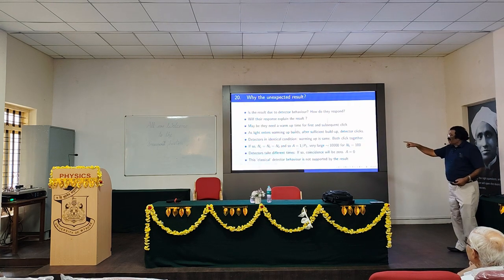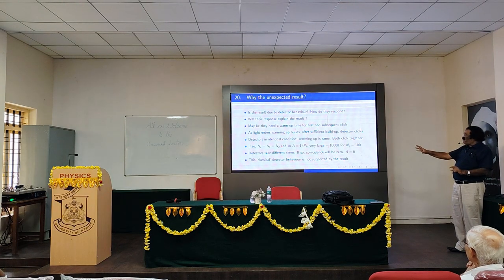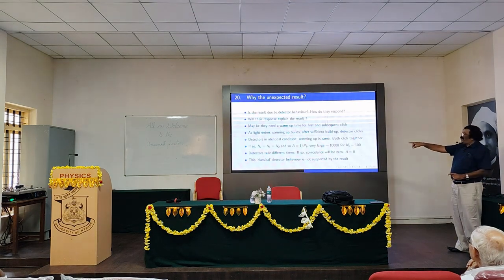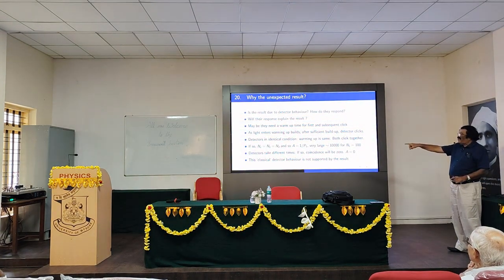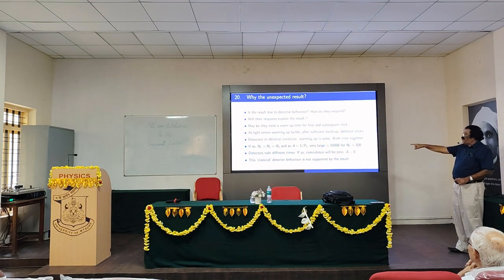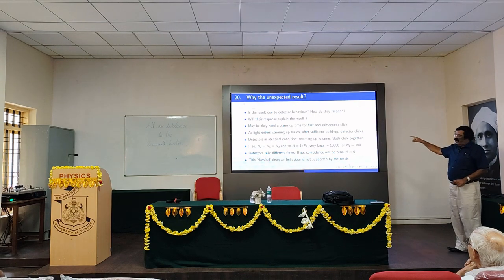So suppose both the detectors are in identical condition, warming up is same, both click together, so they get I by 2, I by 2 in intensity, so NC will be equal to N1 is equal to N2, and so A will be 1 by P1. And if you assume this kind of behavior for a detector, then you should have got A is equal to 10,000 or so. So you did not get.